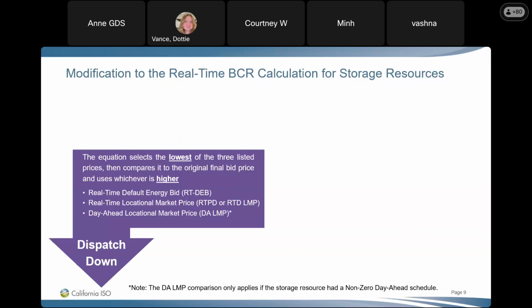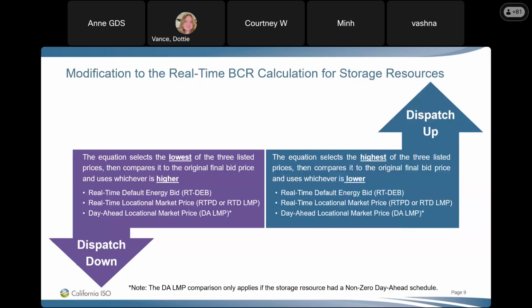So for dispatch down, you're going to see that the equation is going to select the lowest of the three listed prices. Those three prices include the real-time default energy bid, the real-time locational market price, and the day-ahead locational market price. And then it's going to compare the lowest to the original final bid price and use whichever is higher. Now, you'll see there's an asterisk next to the day-ahead locational market price, and this just means that it's only applied if a storage resource had a non-zero day-ahead schedule. And so the examples I'll go through for each of these is one with it applying and one without it applying, just so you can see what that looks like.